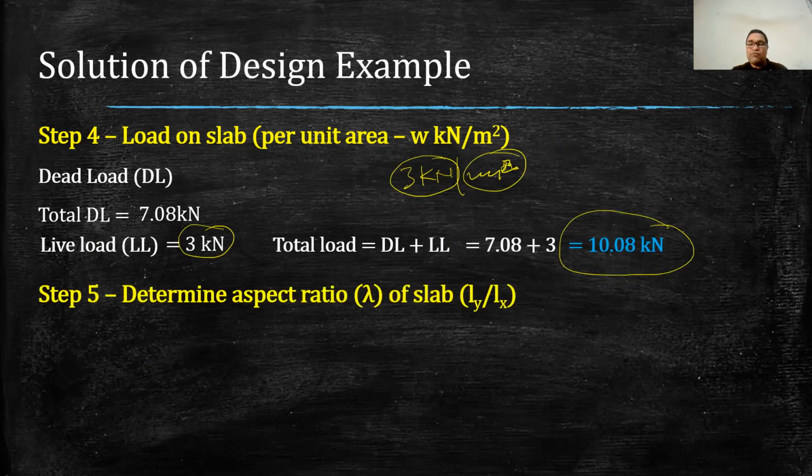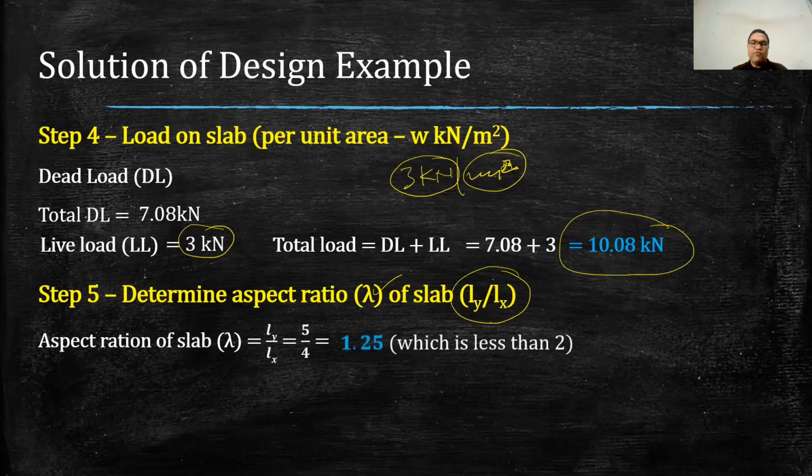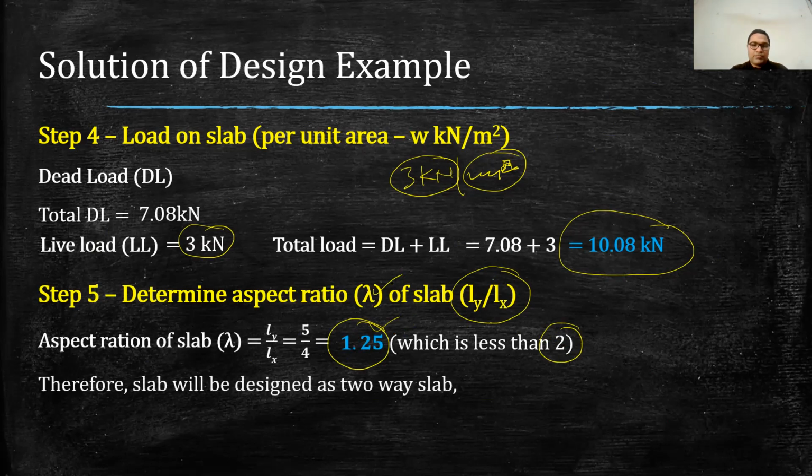Then in the next step, now we will find out the value of aspect ratio as lambda. So lambda is Ly by Lx. We can easily find out this value because Ly and Lx is already known. So the value of lambda is 1.25, which means it is less than 2. So this value also proves that we will be designing our slab as a two-way slab.